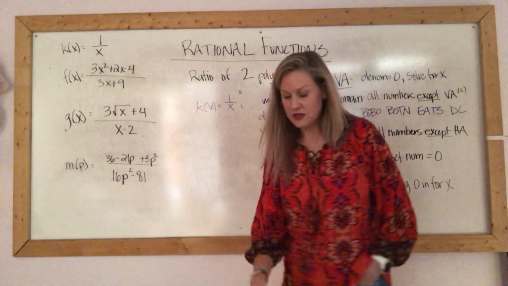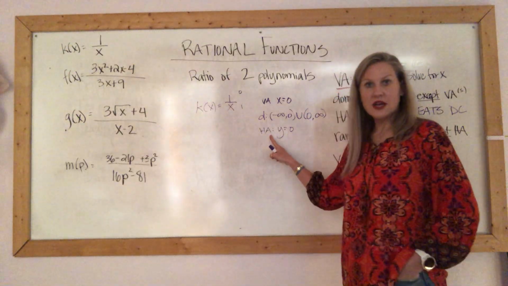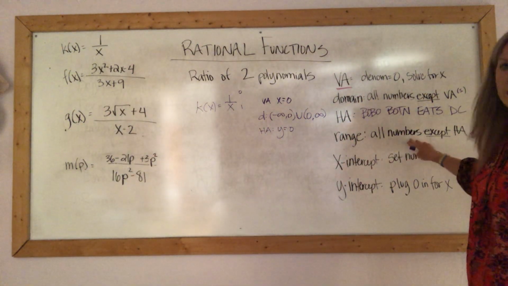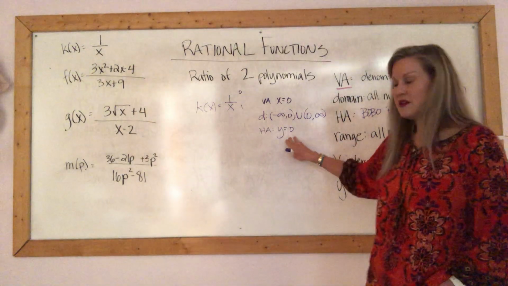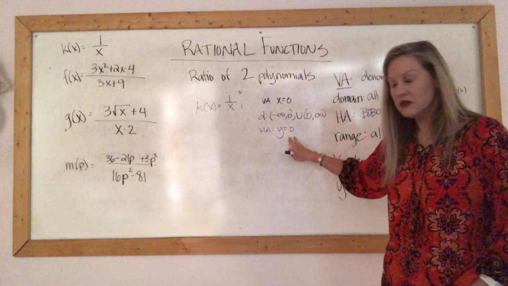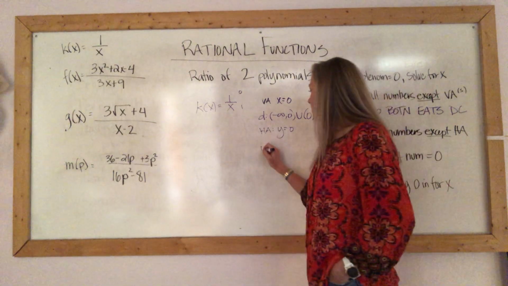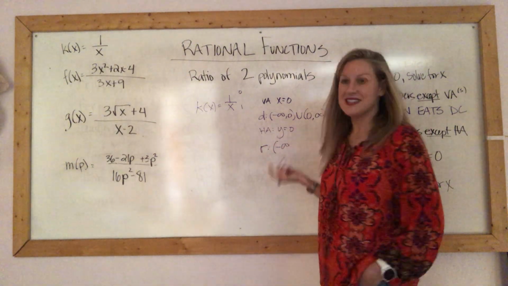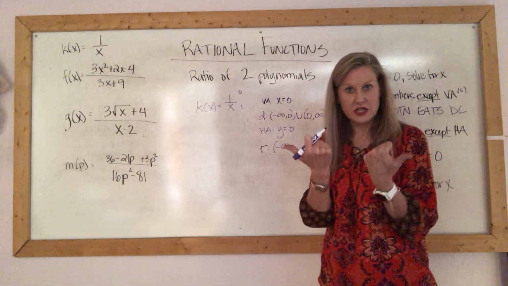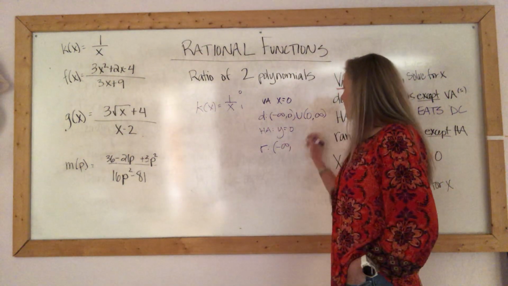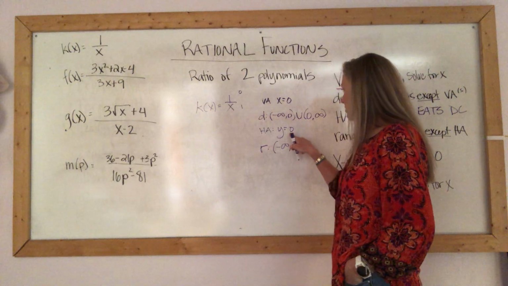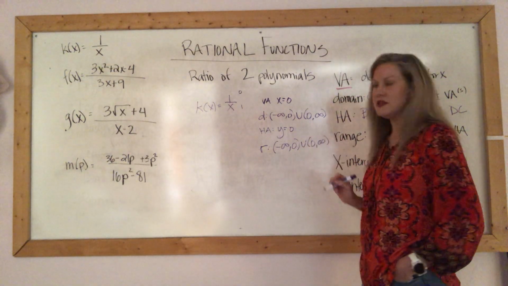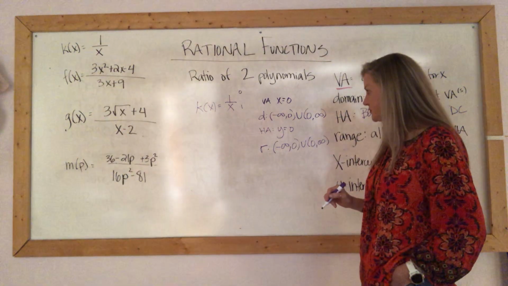Once I have found my horizontal asymptotes, I've got my range. My range is going to be all numbers except the horizontal asymptote. So in this example, it's going to be the exact same as the domain, just going in the vertical direction, not the horizontal. So I'll have negative infinity to 0, skipping over that, along with 0 to infinity.